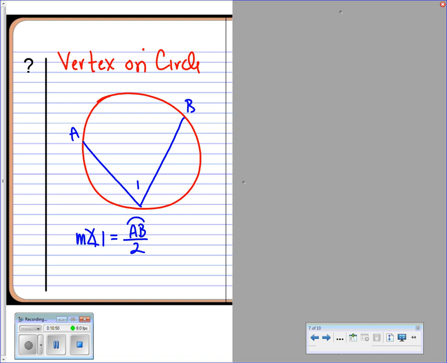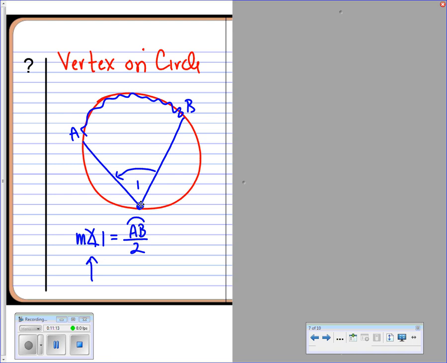The reason this is a vertex on the circle is because, well, the vertex is on the circle. The angle that we're talking about cuts an arc. And if I take the arc measure and divide it by 2, I get the angle. Or if I have the angle, I'll place it into the angle spot and solve for the missing arc, and so on. It's not hard at all.